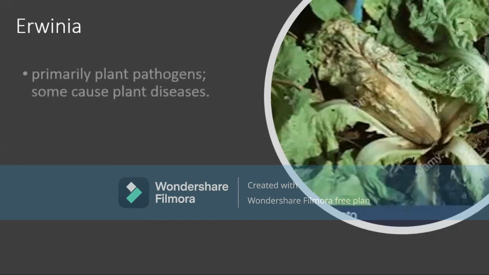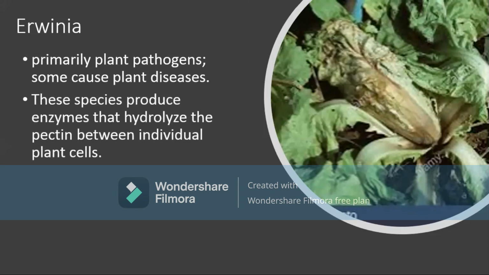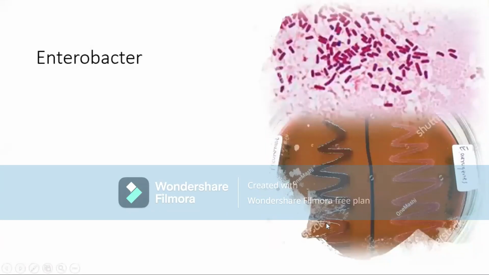Another member is Erwinia. Erwinia usually targets plants, so they are plant pathogens, and they cause some serious plant diseases. So how do they generate the pathological symptoms? They produce enzymes, and those enzymes hydrolyze the pectin between the individual plant cells, so it results in the loss of strength, or you can say it results in plant cell detachment, and it leaves a softening effect, and this is known as plant rot. So they are responsible for causing different types of rots in plants.